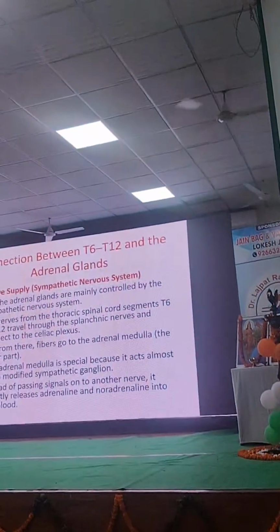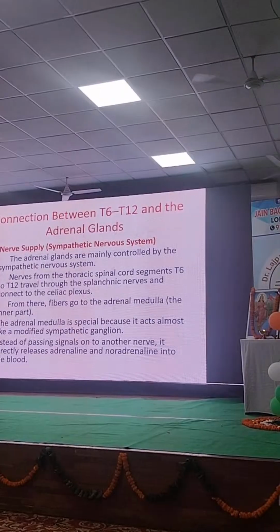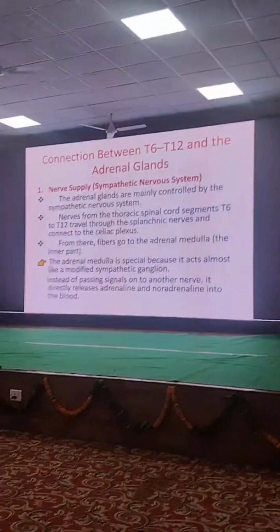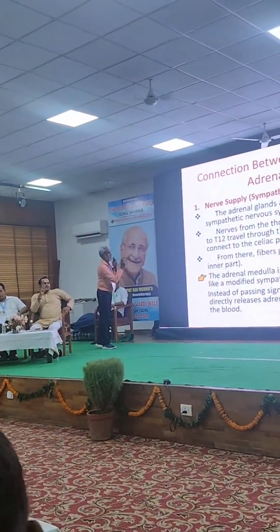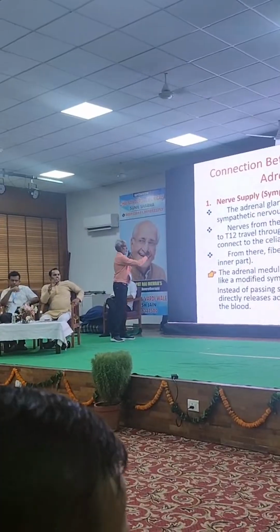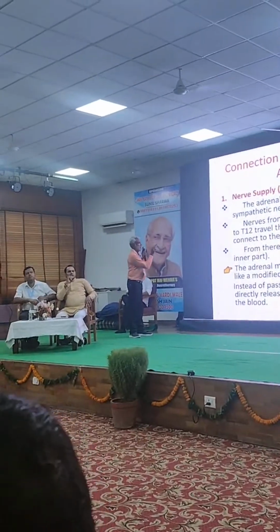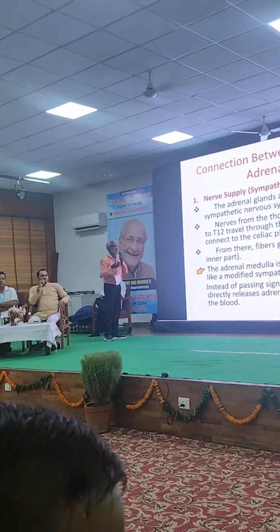Nerve supply, sympathetic nerve. The adrenal glands are controlled by the sympathetic nervous system. You know all this very well. Nerves from the thoracic spinal cord segment travel through the carotid nerves and connect to the ganglion. From that, fibers go to the adrenal medulla.